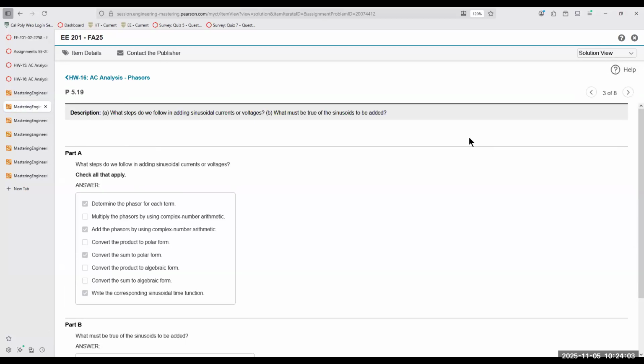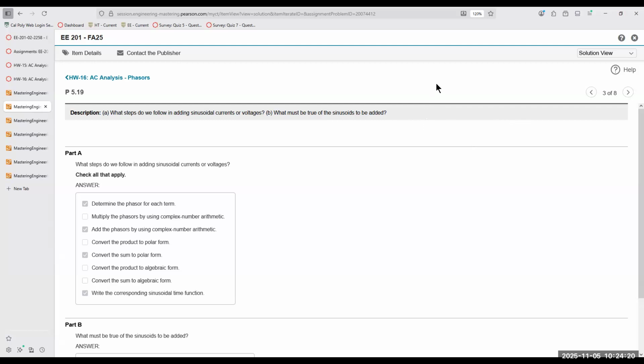Okay, yeah. So determine the phasor for each term, yes. And we add the phasors, that's correct. Convert the product to polar form, no. Convert the sum to polar form, yes. And then finally write the corresponding sinusoidal time function. Okay, so 4 of those steps.